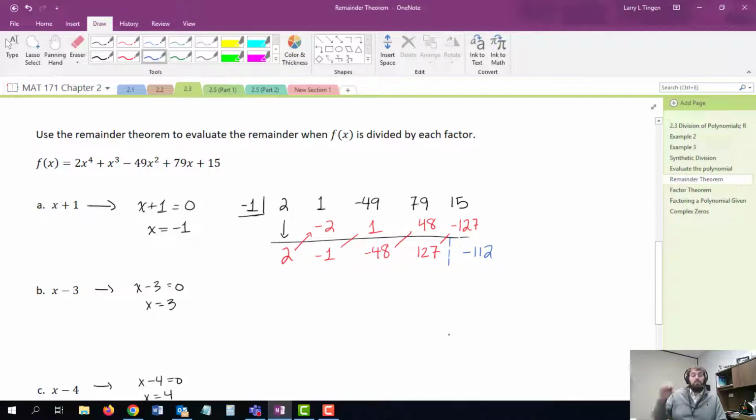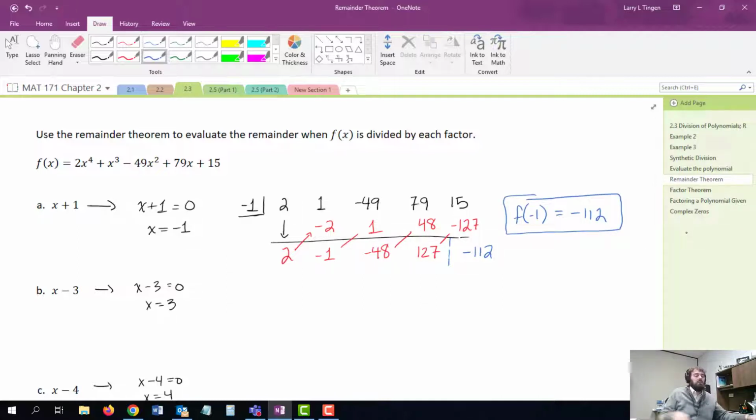All right. And the problem says use the remainder theorem to evaluate. That's all I'm going to do. So what does this mean? This means if I plug negative 1 into f of x from up here, I'm going to get negative 112. That's going to be my output.